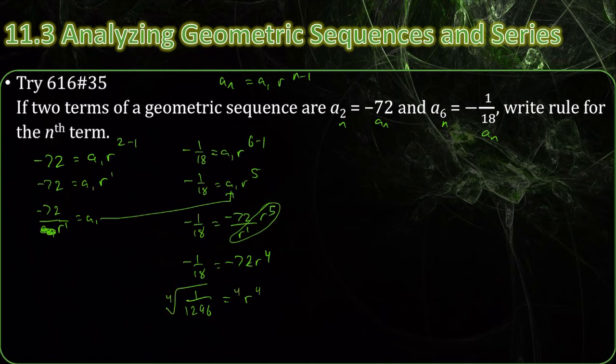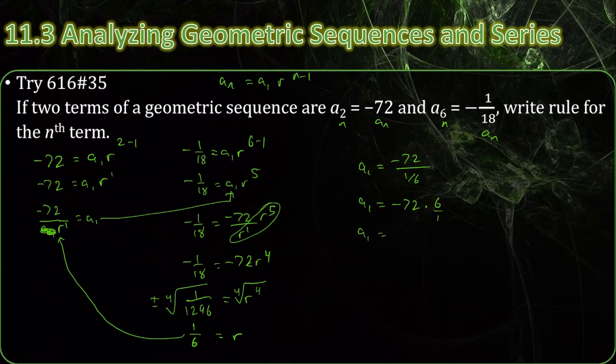So fourth root, again, it should be plus and minus, but let's just make it positive for now. You get 1/6 for r. Plug that in there. A1 is negative 72 over r. You divide by a fraction by multiplying by its reciprocal. So A1 is negative 72 times 6, or negative 432. So your function is AN equals A1 times R to the n minus 1.